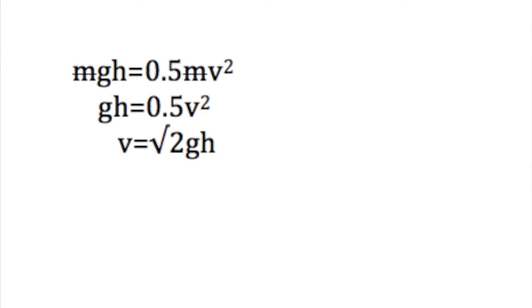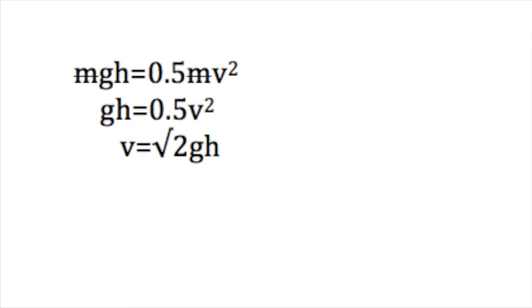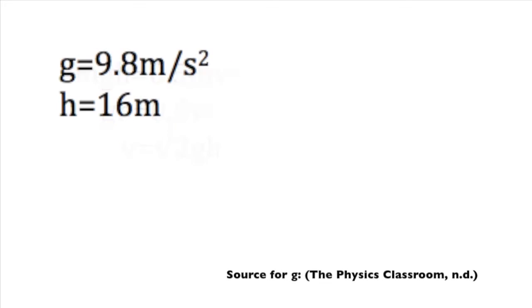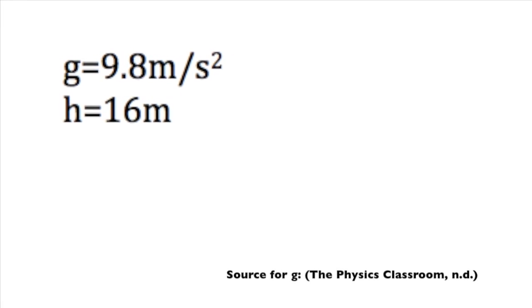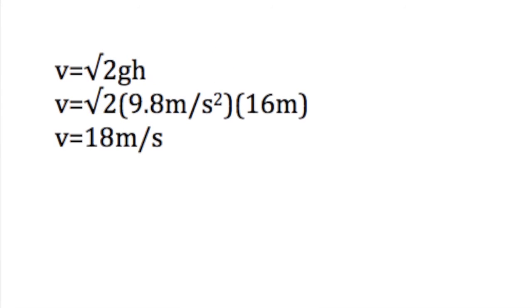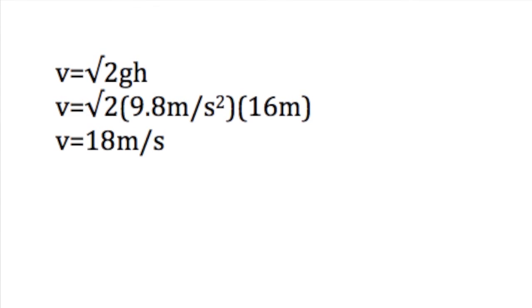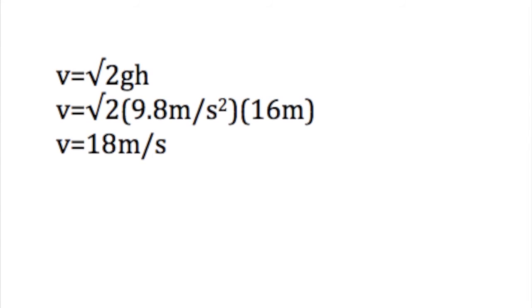After cancelling out mass and isolating for v, we get the equation v is equal to root 2 times acceleration due to gravity times the height. We know that acceleration due to gravity is 9.8 meters per second squared, and we determined that the height was 16 meters. We can now sub in our known variables and solve for velocity. After doing this, we get an answer of 18 meters per second, which will be his final speed when he hits the ground.